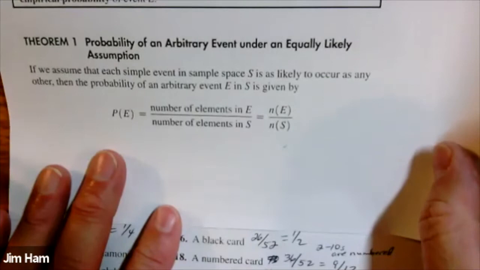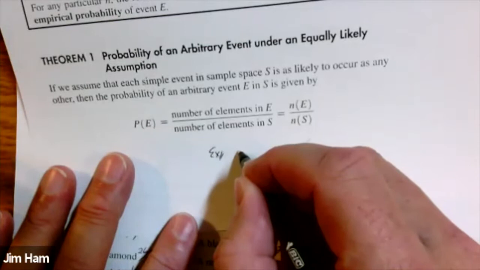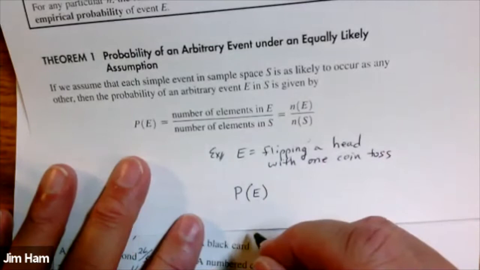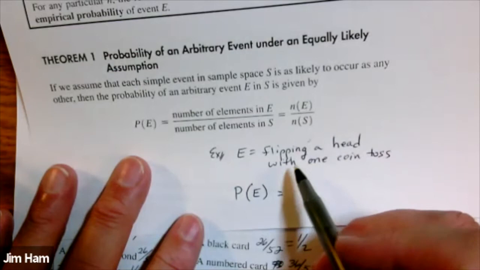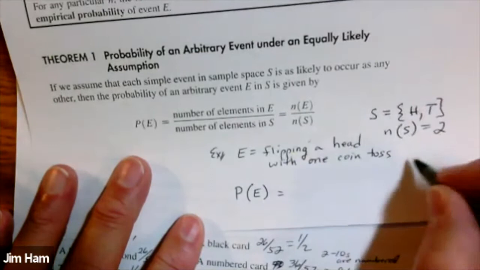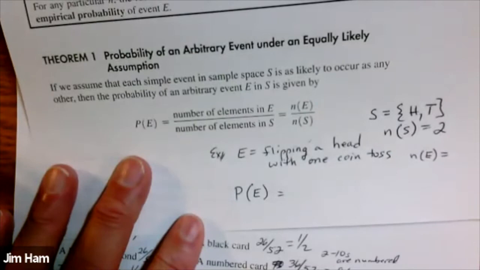By the way, here's an example. What's the probability of flipping a head with 1 coin toss? I'm pretty certain that you've done things like this before in your past. So when you flip 1 coin, the sample space is heads or tails. The number of outcomes in the sample space is 2. When you flip a coin, you have 2 outcomes, head or tail. Which one is flipping a head? Well, there's just the head. That's how we would list flipping a head with 1 coin toss, just H.